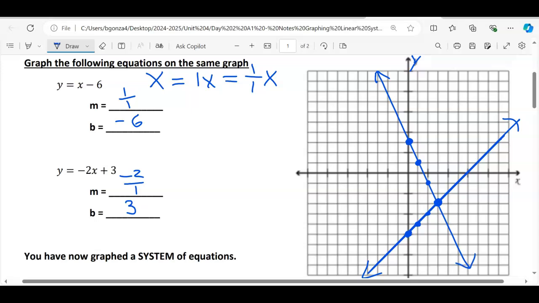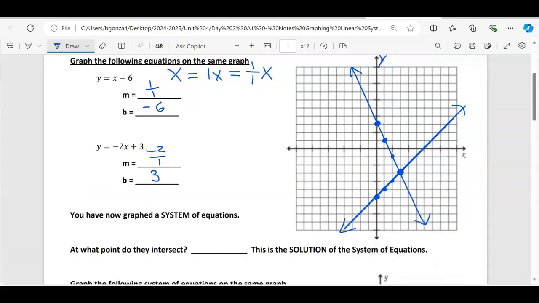All right. So remember yesterday we talked about when the lines cross? That's the intersection point. That's the solution. That's what I'm looking for. I want to see these collide. Now, at what point do they intersect? What is this point? So I need the x, comma, y value of that point.